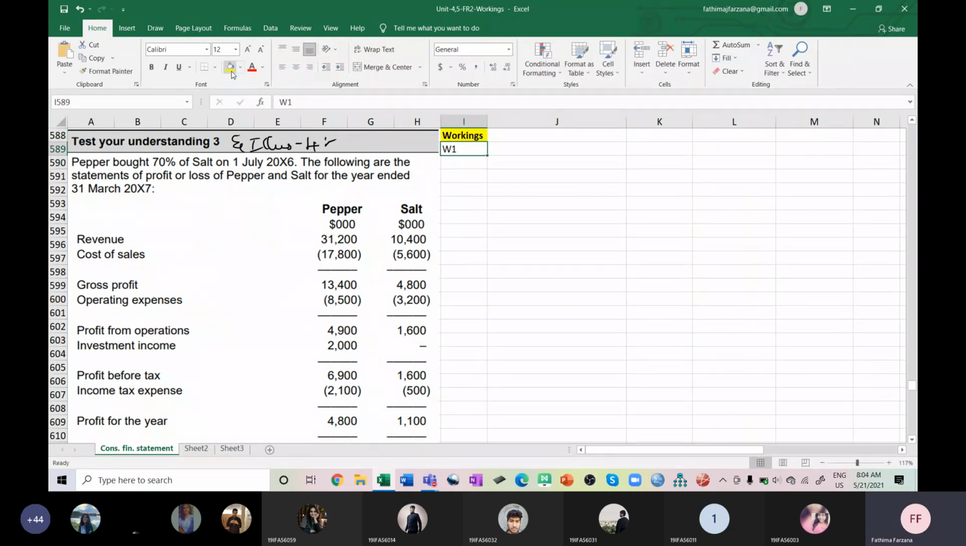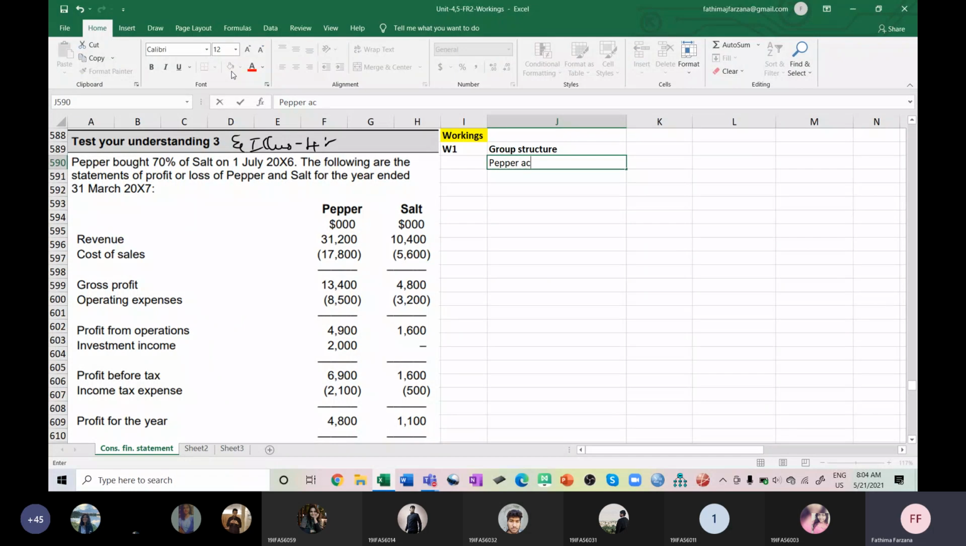Not sure which working note I should put first. All mandatory, it should be group structure. I need to write the heading also. It's not mandatory, I'm writing just for clarification. How many shares are acquired by Pepper in Salt and when did this acquisition happen? This is a very important point, so I can write it in words like that.